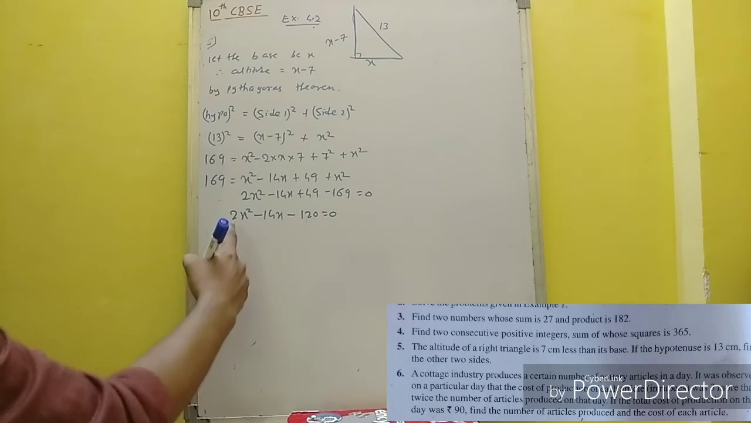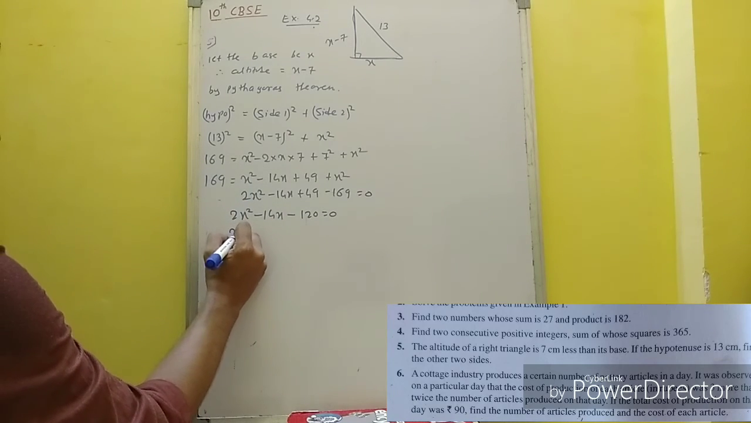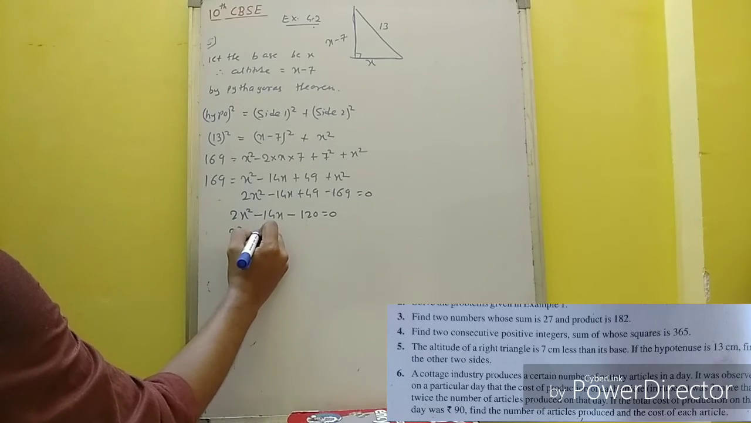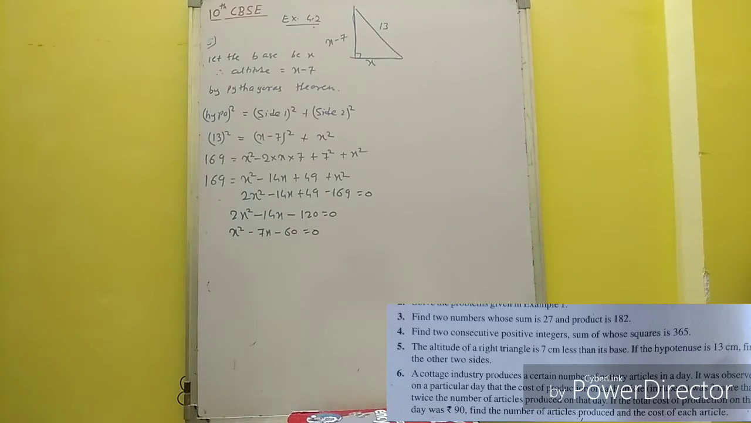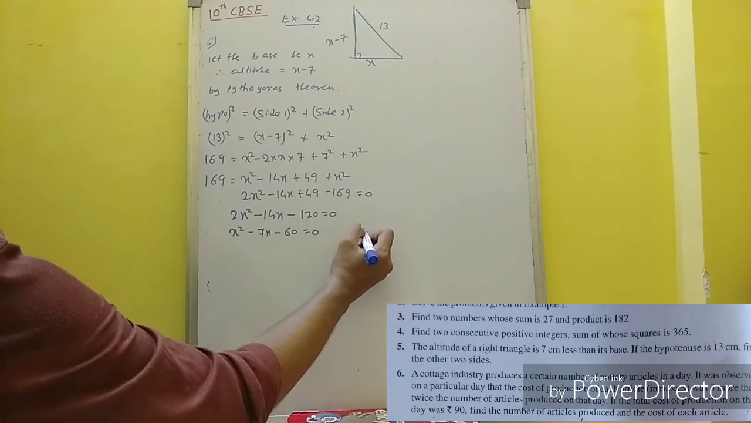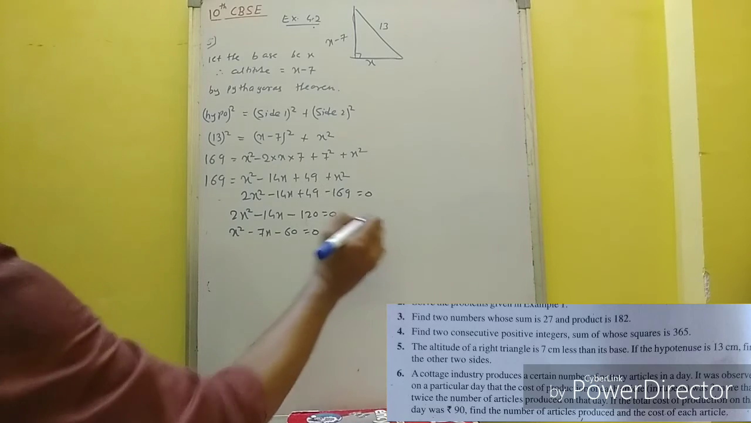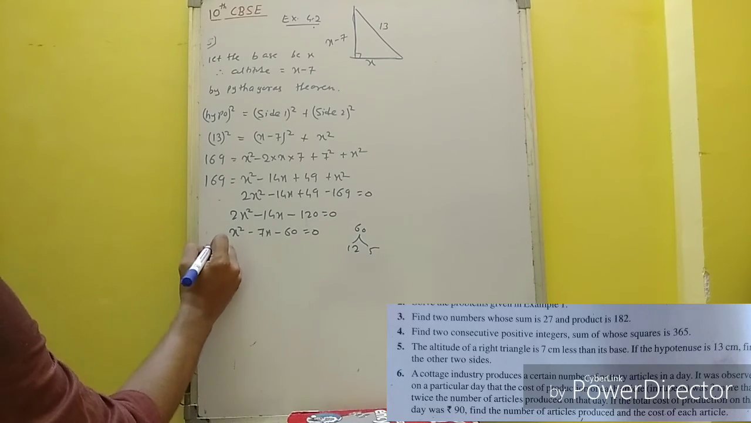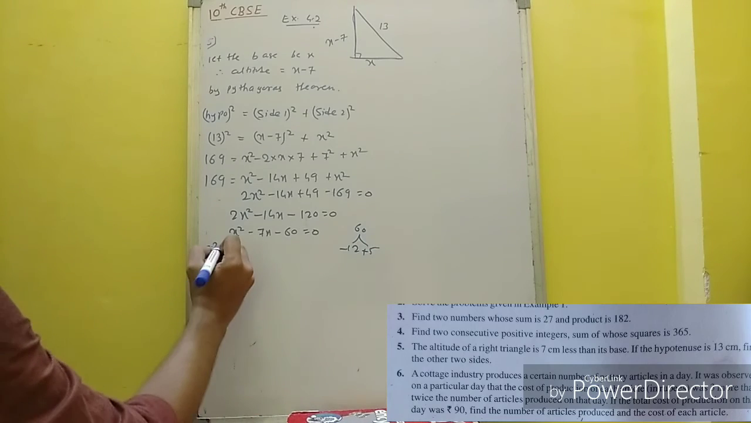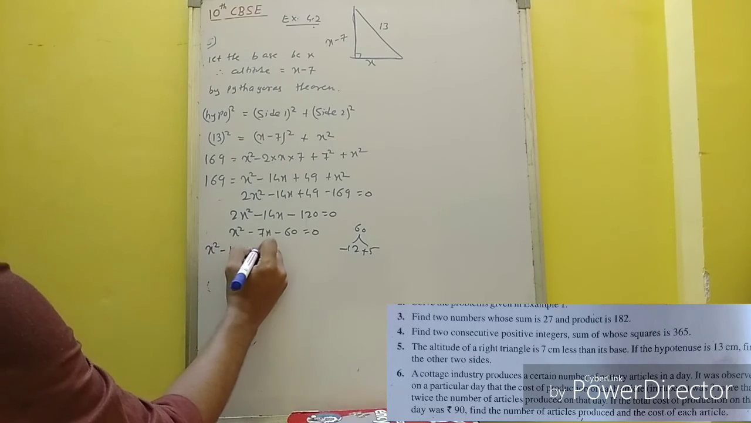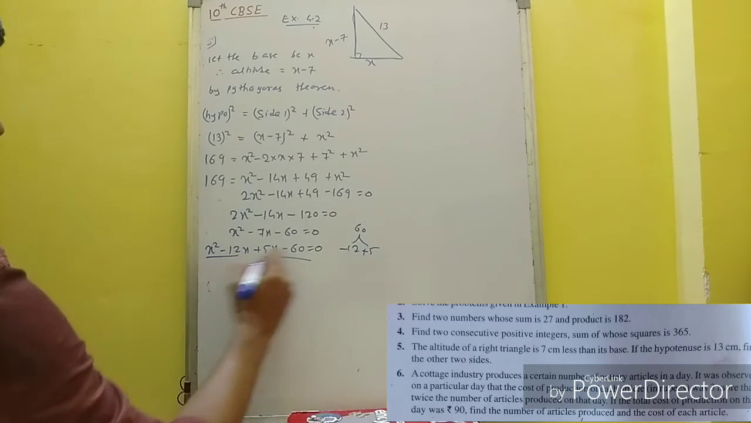Okay, you can see that each and every term is divisible by 2, so we divide it by 2. 2 divided by 2 is 1, 14 divided by 2 is 7, and it is 60. So we will split 60 in such a way that in subtraction I should get 7, so it is 12 and 5. So x square, as it is subtraction, middle number sign to the greater one and plus sign to the other. Minus 12x plus 5x minus 60 is equal to 0.